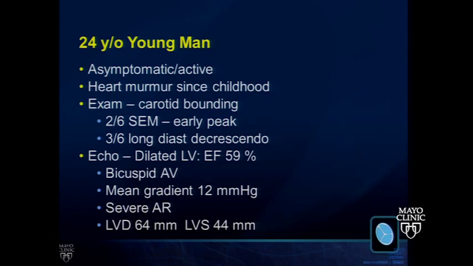A 24-year-old man, active and asymptomatic. He's had a murmur for a long time. He has bounding carotids, a 2/6 systolic ejection murmur with an early peak, and a 3/6 long diastolic decrescendo murmur. His LV is dilated with an EF of 59%. He has a bicuspid aortic valve, a mean gradient of 12, and severe aortic regurgitation. His left ventricular diastolic dimension is 64 and systolic dimension is 44.